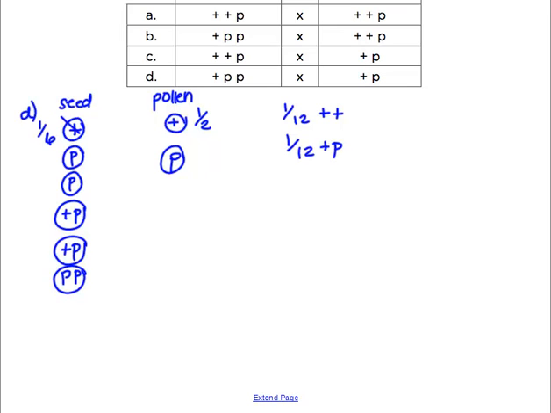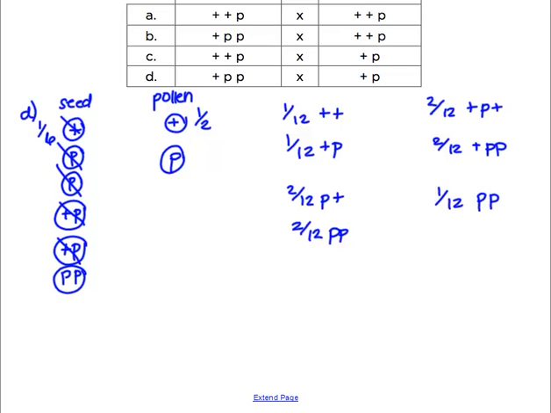The next two gametes are the same, so let's do our simplification trick. So it'll be 2/12 P plus 2/12 P, P. That takes care of both of those. Then you have two that are the same again. 2/12 plus P plus 2/12 plus P, P. And then finally 1/12 P, P plus and 1/12 P, P, P.